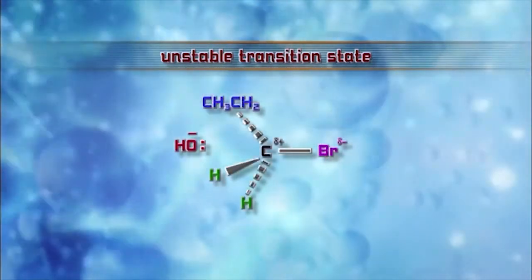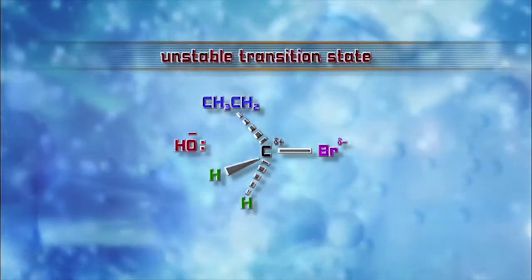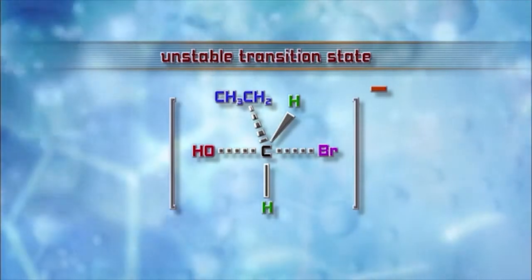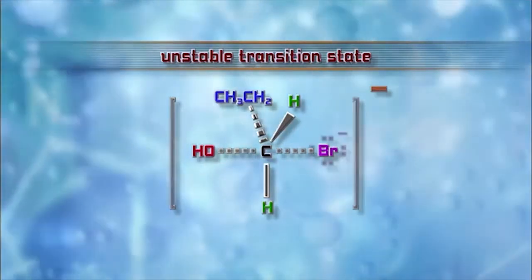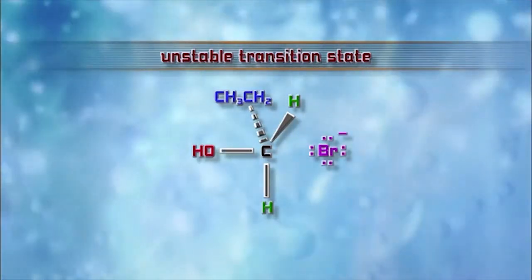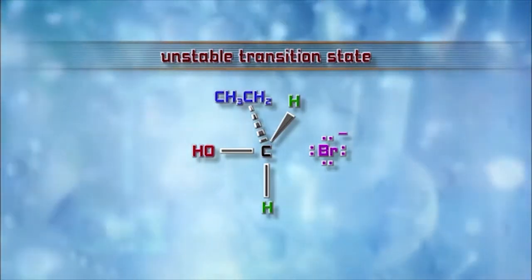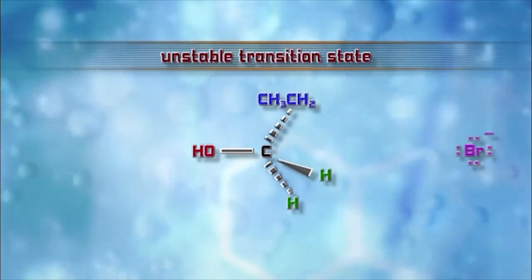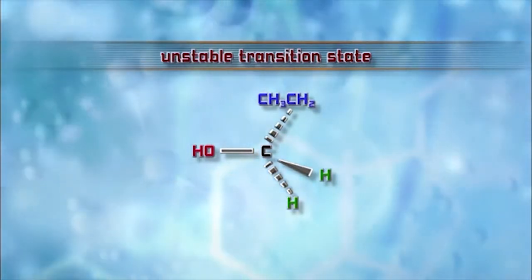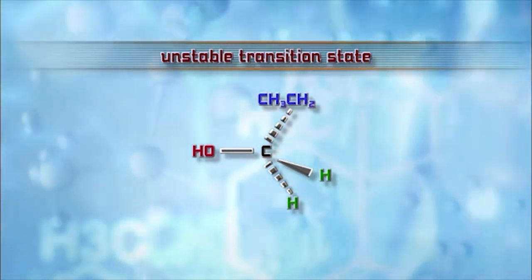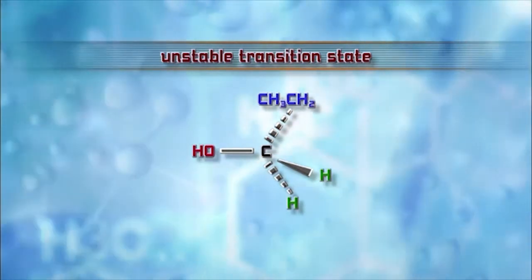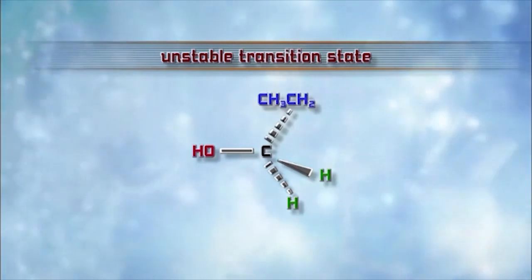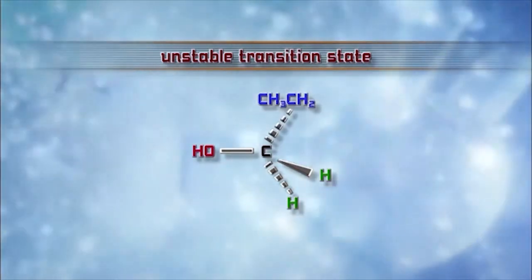The formation of a covalent bond between the carbon and the hydroxide ion at the unstable transition state facilitates the cleavage of the bond between the carbon atom and the bromine. It is just like the hydroxide ion pushes the bromine off from the carbon atom. Note that the hydroxide ion attacks the carbon atom from the side opposite to the leaving group, in this case, the bromine atom. We call it a backside attack.